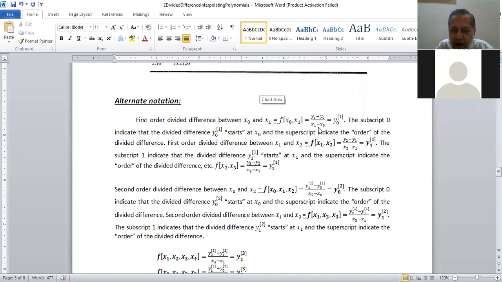And the definition of both of them is y1 minus y0 upon x1 minus x0. That makes the first order divided difference starting at x0. The first order divided difference starting at x1 will be y2 minus y1 upon x2 minus x1. The first order divided difference starting at x2 will be y3 minus y2 upon x3 minus x2, etc., etc.